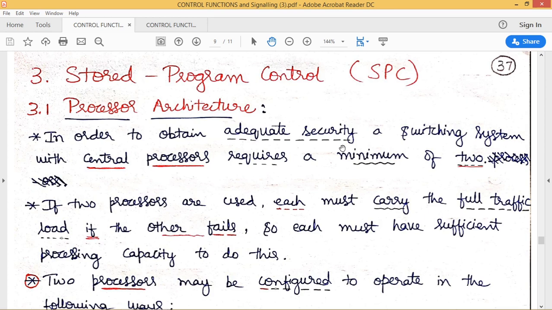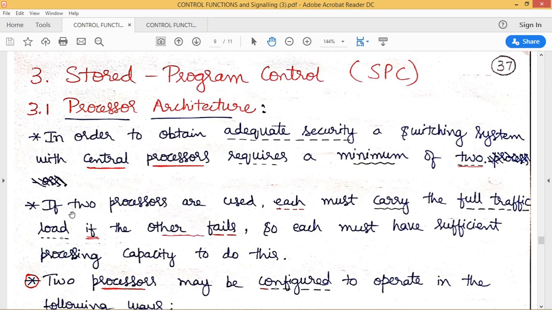In order to obtain adequate security of a switching system, or to operate a switching system in a better manner, we need a minimum of two central processors. A central processor is nothing but a microprocessor or a computer which basically handles the traffic in an exchange. Of course, we are dealing with an SPC exchange, and we said a minimum of two central processors are required to operate it.